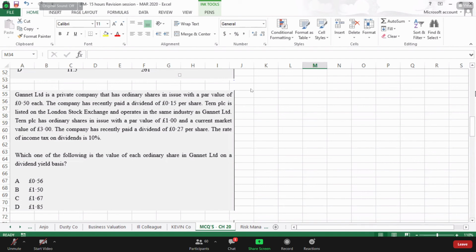Dividend is given. R value is given. Market value is given. Tax rate is given. What's the value of the company based on dividend yield?